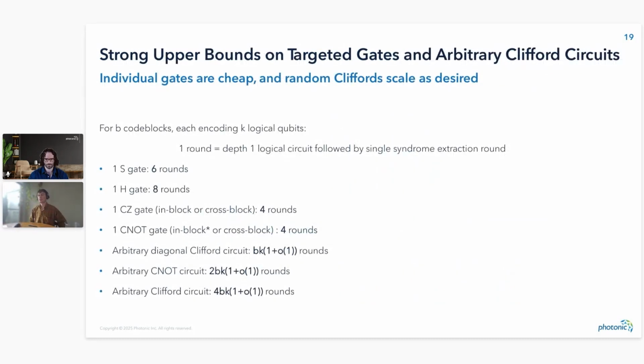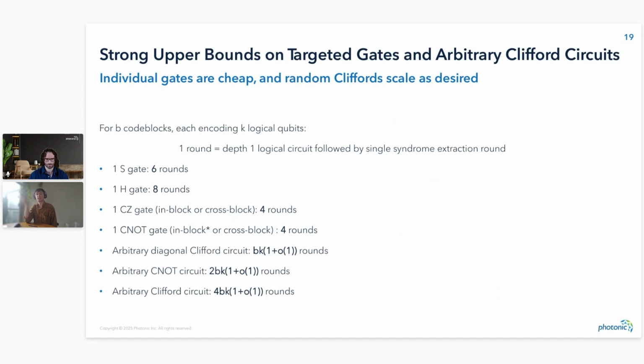Okay, so this is my final slide. What have we seen? We have seen that indeed with the SHYPS codes, we have a sufficient number of nice low-depth, fault-tolerant logic implementations, and we can use those to generate the Clifford group efficiently. So we can hit all the optimal scaling that we desire for arbitrary Clifford circuits.